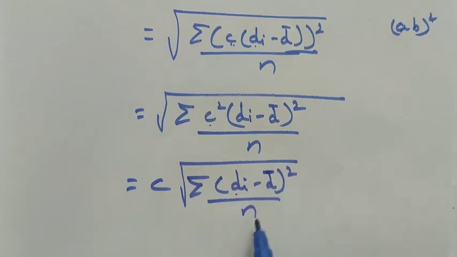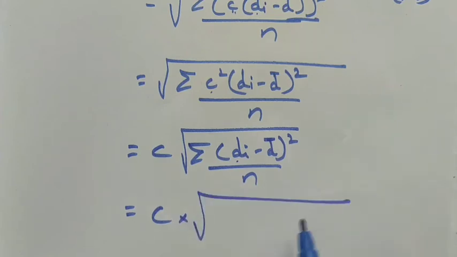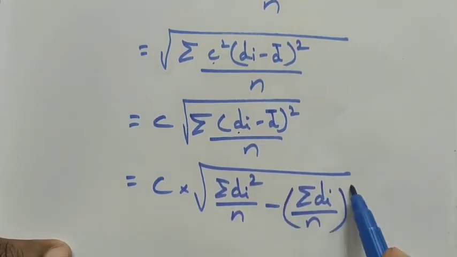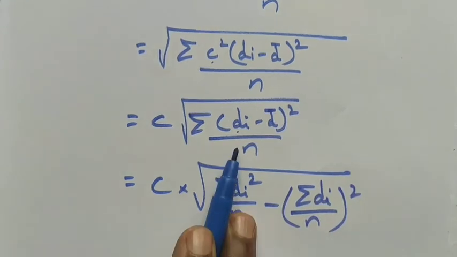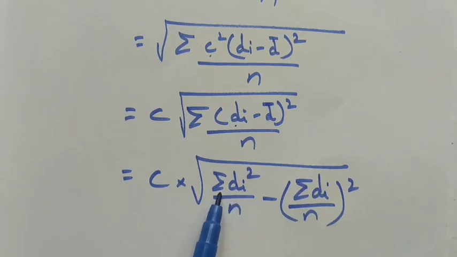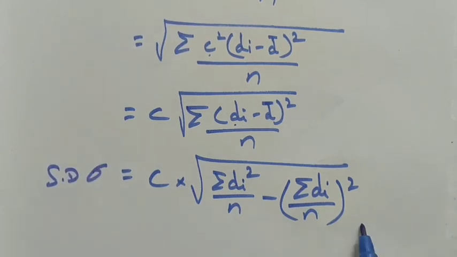Di minus d bar, we have already found out. Directly I am going to write here C into root of summation di square divided by n minus summation di divided by n whole square. So we have seen the assumed method and direct method. We have found out this value, so directly I am going to write root of summation di square divided by n minus summation di divided by n whole square. This is the standard deviation for the step deviation method.